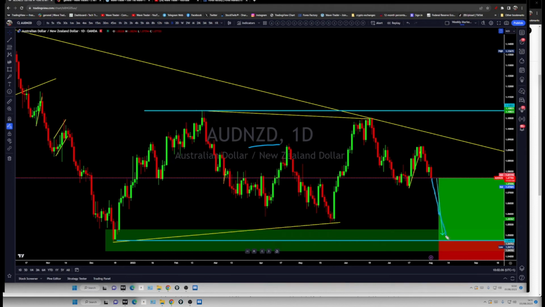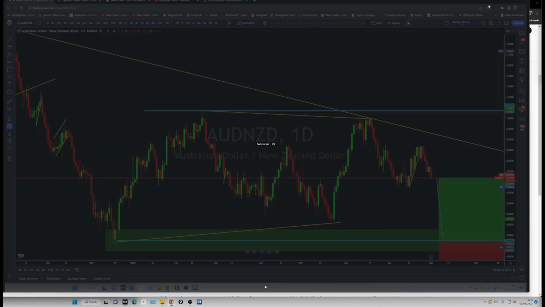So yeah, a drop on this will definitely give you weakness on the Australian dollar. Okay, but the opportunity is going to be over there on the New Zealand dollar. Okay, so I think that's enough. So hope that makes sense.